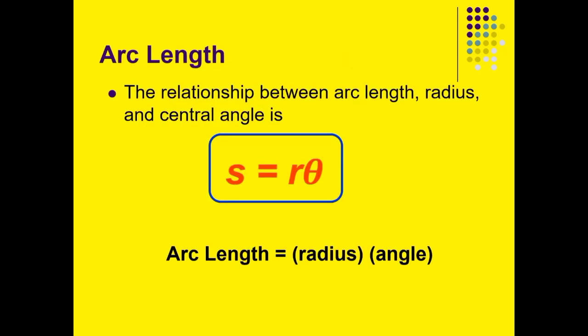Take note that the arc length is the relationship between the arc length, radius, and central angle, represented by S equals r theta, where theta is in radians. If the given theta is in degrees, we convert it into radians. So, radius times the angle.